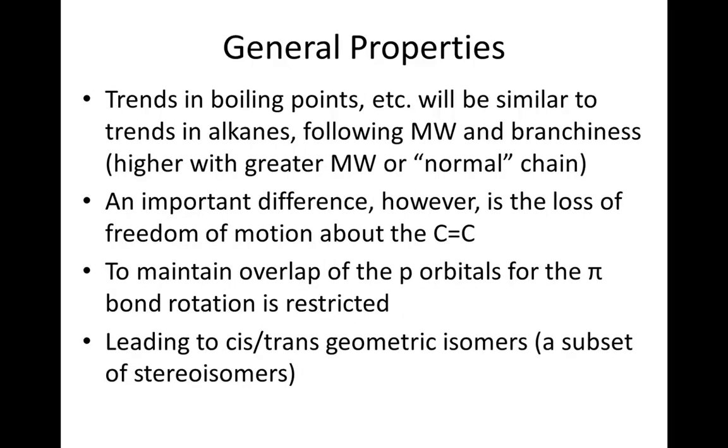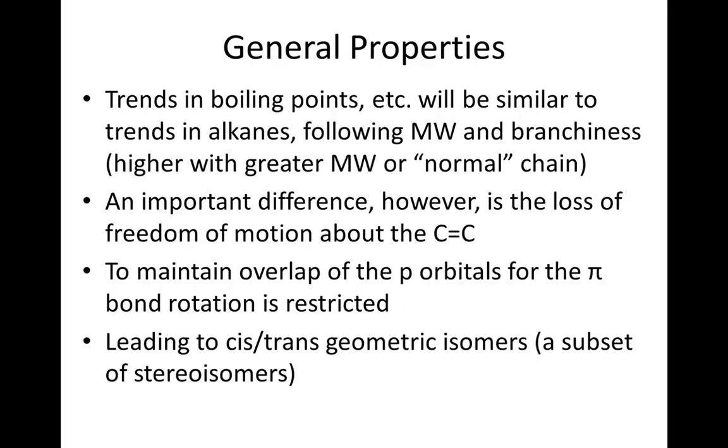The trends in the boiling points and melting points and so forth are similar to alkanes, so it follows approximately the molecular weight, and then if it's branchy, then it will have less ability to get close together, and so the branchy molecules will have lower melting points and boiling points than the straighter chains.